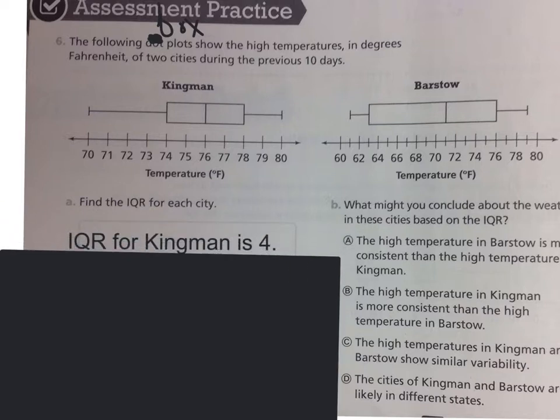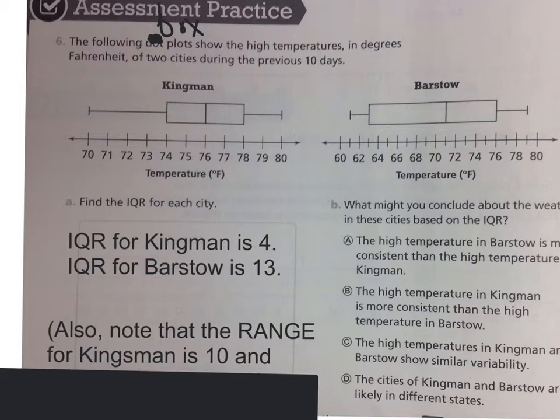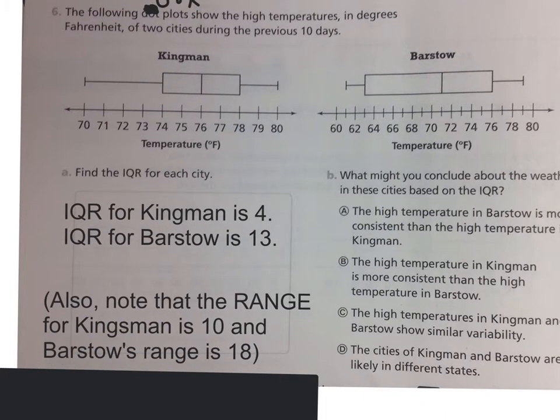So for Kingman, 78 minus 74, we'd want to work that out to show our work. But when you do that, for Kingman, the interquartile range would be 4. For Barstow, we'd be doing 76 minus 63. Interquartile range for Barstow would be 13. Okay. Now, another thing we can look at besides interquartile range is the overall range. Overall range for Kingman is 10, 80 minus 70. For Barstow, 79 minus 61, Barstow's range is 18.